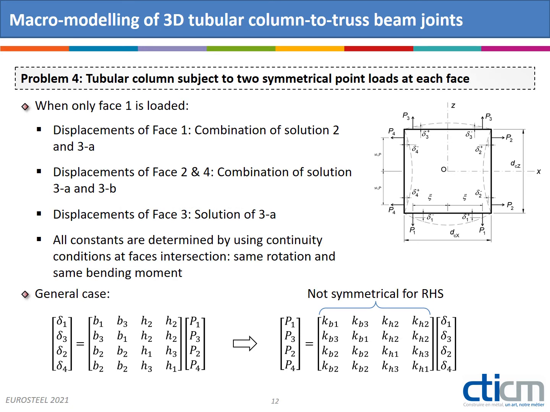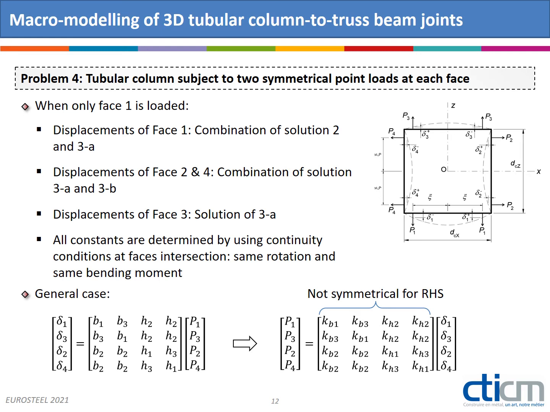And now we apply all the previous reasoning to our problem of a tubular column subject to symmetrical point loads at each face. When only face 1 is loaded, the displacement of face 1 is obtained by combining solution 2, in which the plate is subject to 2-point loads, and solution 3a, in which the plate is subject to symmetrically distributed moments.